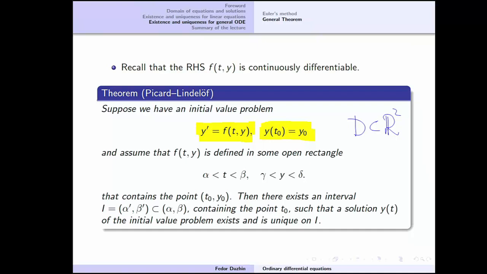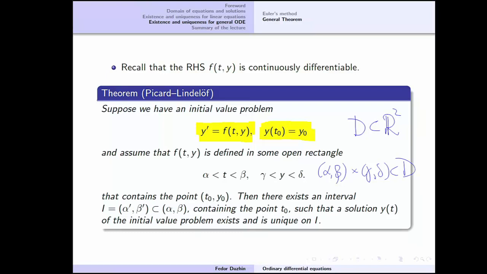Alright, so first we assume that our right-hand side of the differential equation is defined in some open rectangle. It means that this open rectangle, when t is from alpha to beta and y is from gamma to delta, would be a subset of the domain. It is more convenient to think in terms of rectangles because then t and y are kind of independent from each other, so we can talk about values of t where the solution is defined and values of y where the right hand side of the differential equation is defined, right?